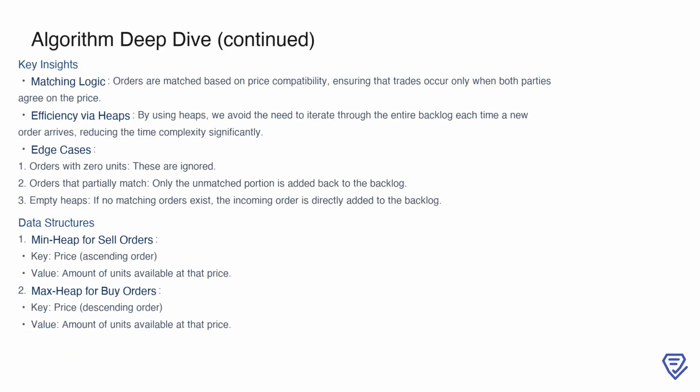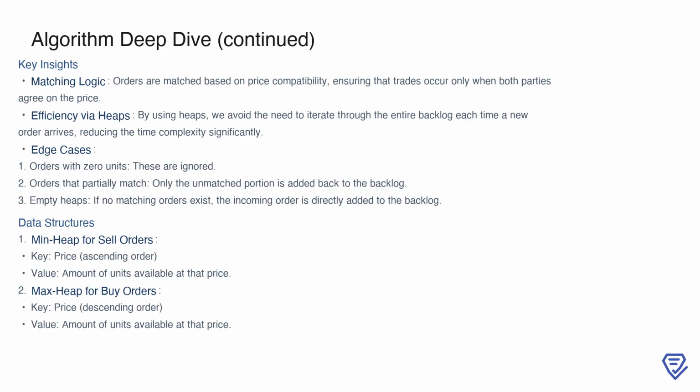Several key insights emerge from this approach. First, the matching logic ensures that trades only occur when there is price compatibility between buy and sell orders. This guarantees that both parties agree to the transaction. Second, the use of heaps significantly enhances efficiency by eliminating the need to scan through the entire backlog for each new order. This optimization reduces the time complexity, making the algorithm scalable for larger inputs.